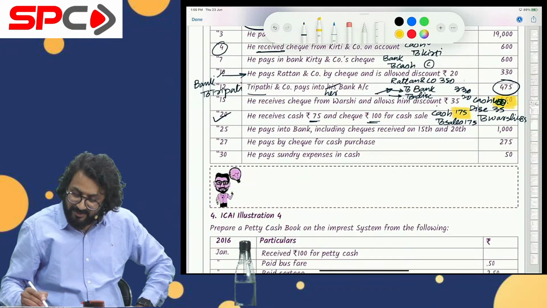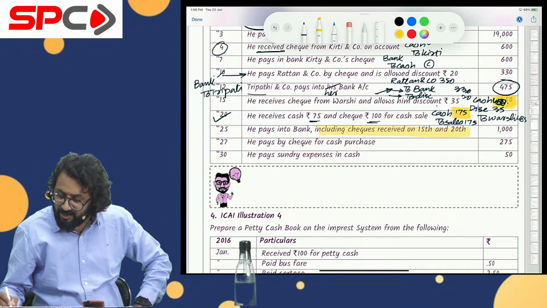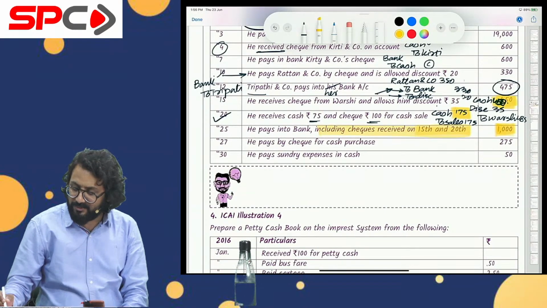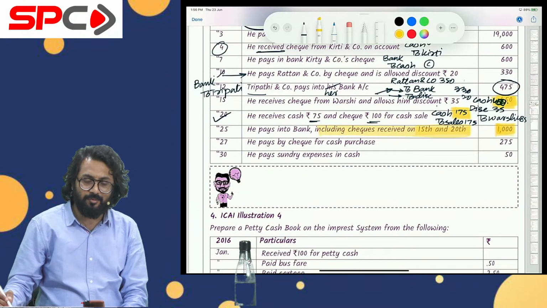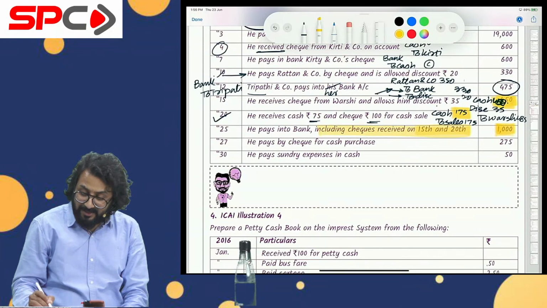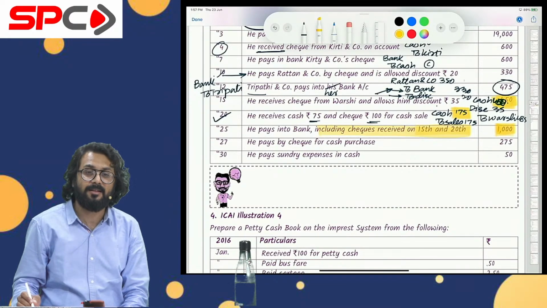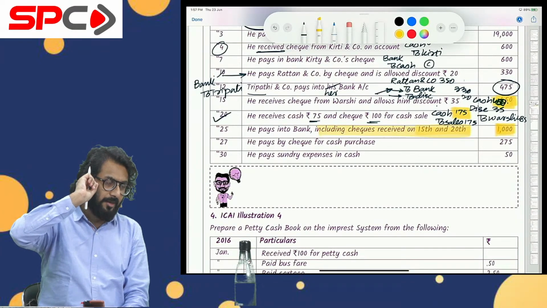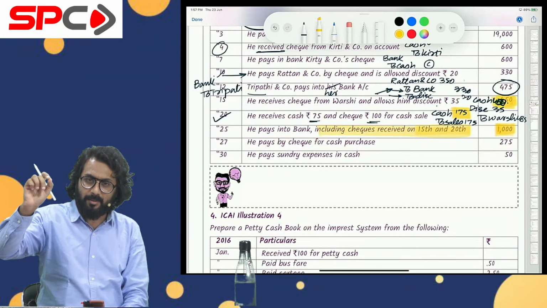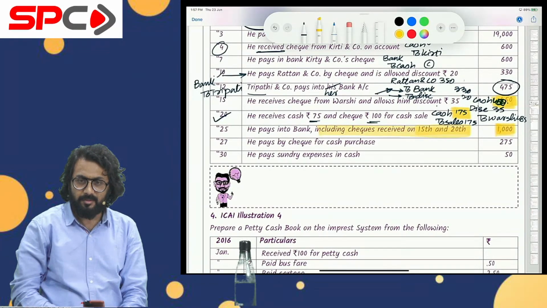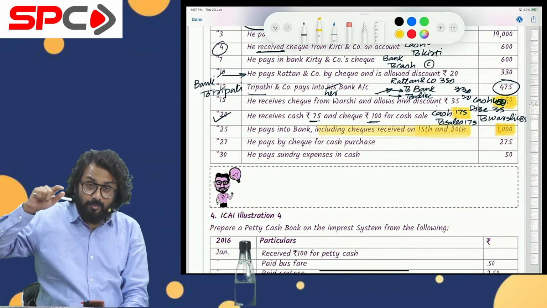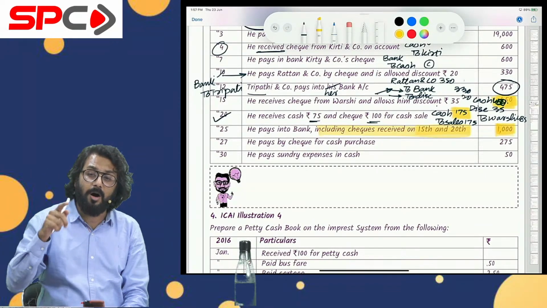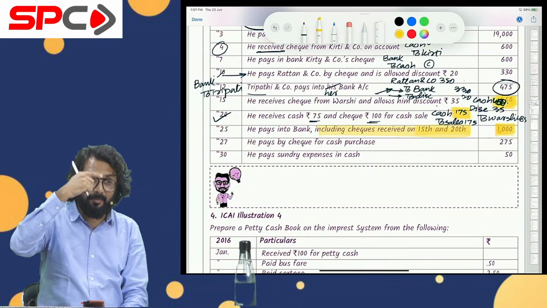Cash sale, and I received how much? 175. Now the interesting point is, he pays into the bank including check received on 15th and 20th, 1000. How come I received only 450 plus 175? So where did you get this further? He said he pays into the bank including check. So if I say, I went to the trip including my mom, what does it mean? Including mom means mom was there. I went to the trip with many others including mom.